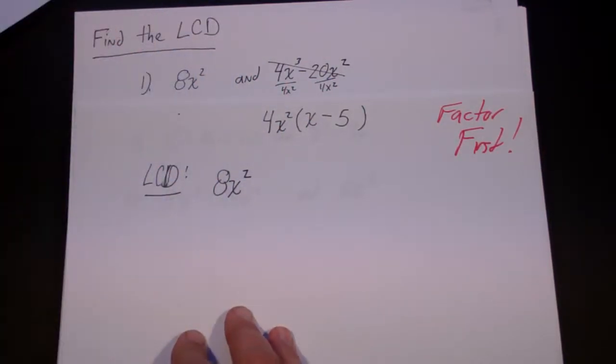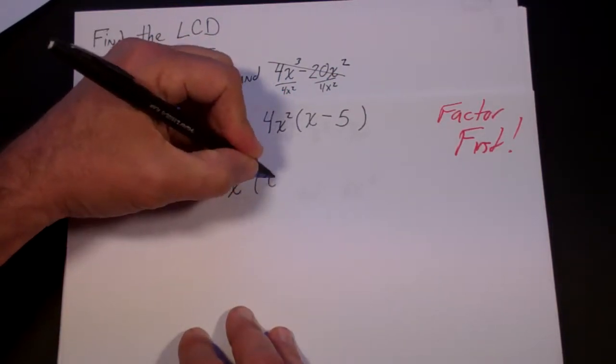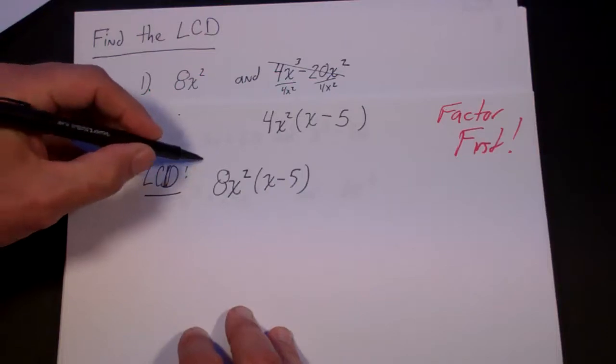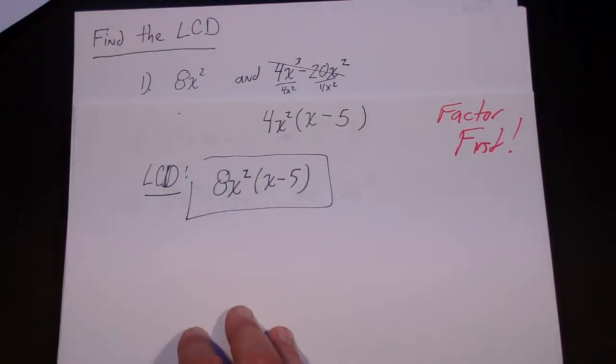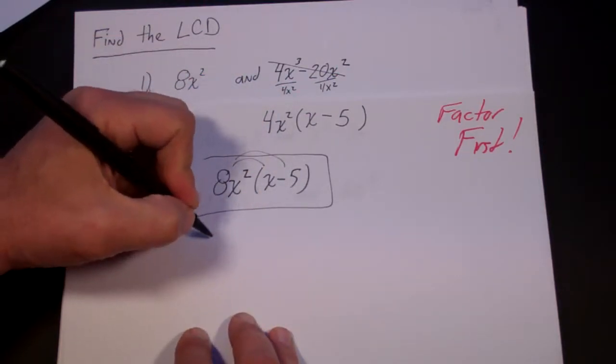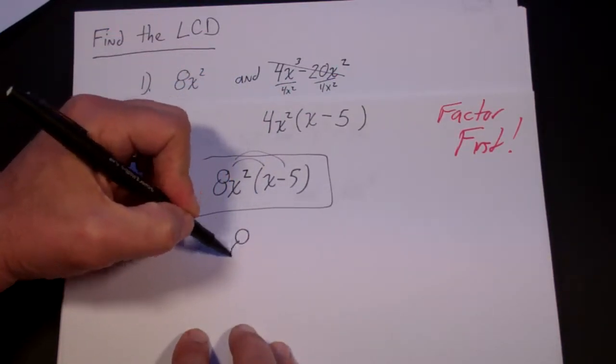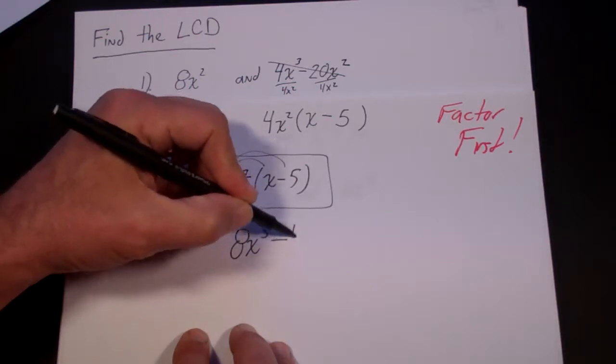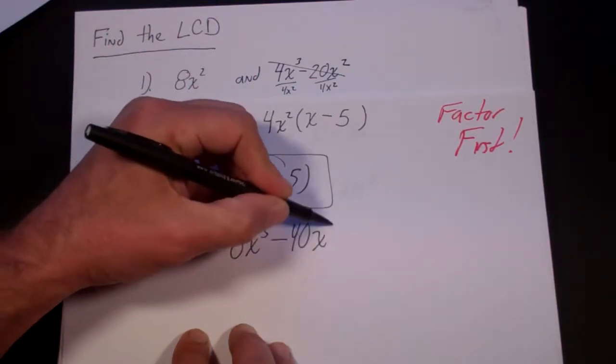You're going to remember you take a variable to the highest power. After that, every compound term that shows up, you're going to write down. In this case, it's just x squared minus 5. So that's going to be your LCD right there. If you distribute, then your LCD can be rewritten as 8x to the third minus 40x squared.